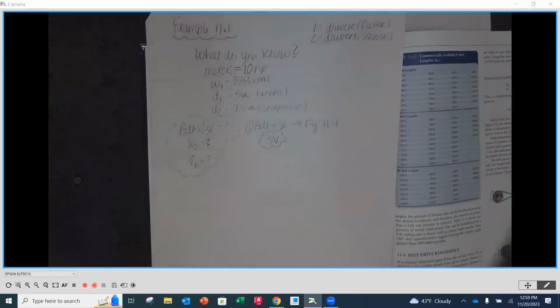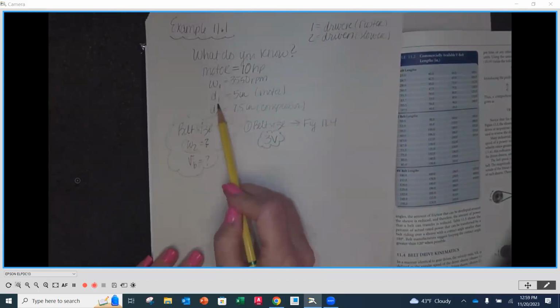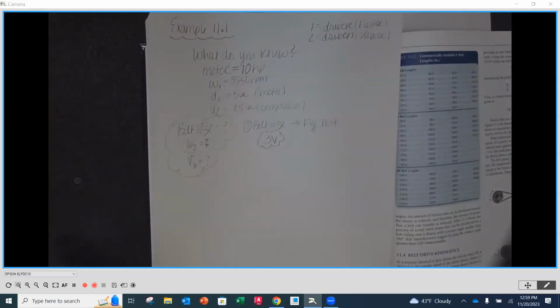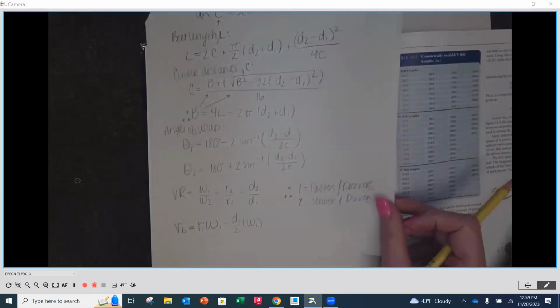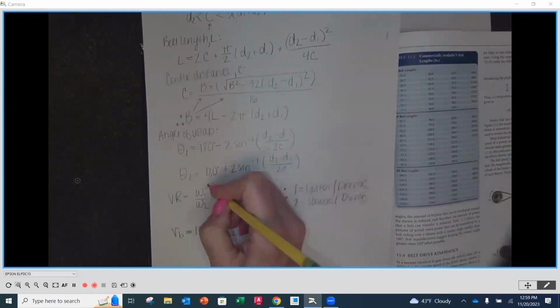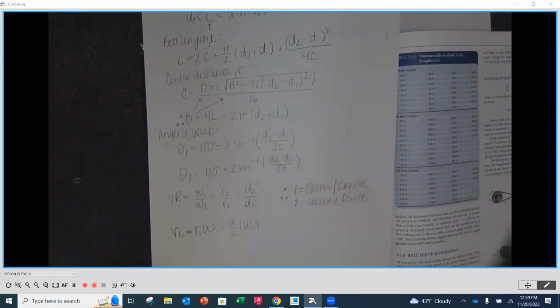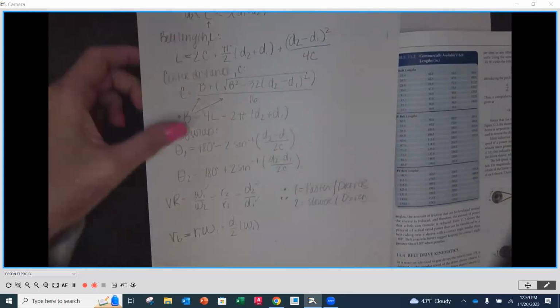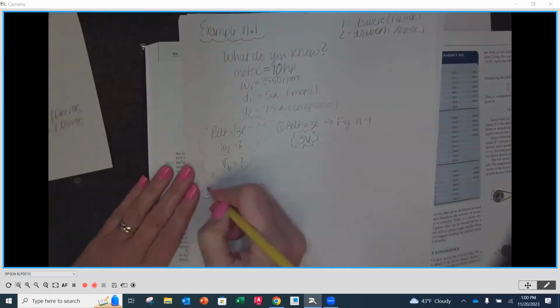So we want to find out what W2 is, right? And we know what D1 and D2 are. So if we know this, and we know that, and we know this, how would we want to set this up? Right, exactly. So in variable form first, we'll say step number 2 here.